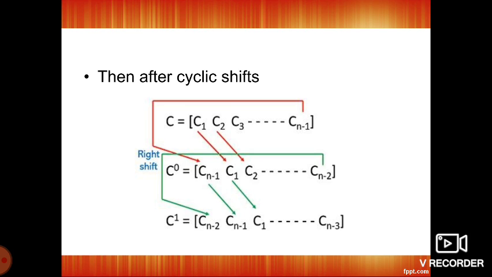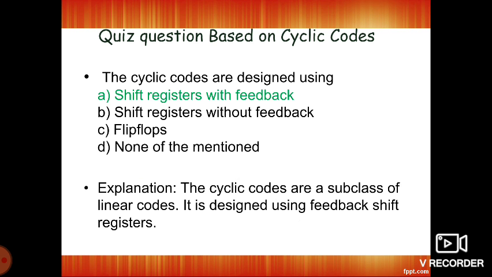And if another shift is given, c(n-1) occupies the c1 position, c(n-2) occupies the c(n-1) position, and so on, up to c(n-3) being the final one. That is called the cyclic shift property. After making a cyclic shift, if you get a proper code word, then it is called a cyclic code.